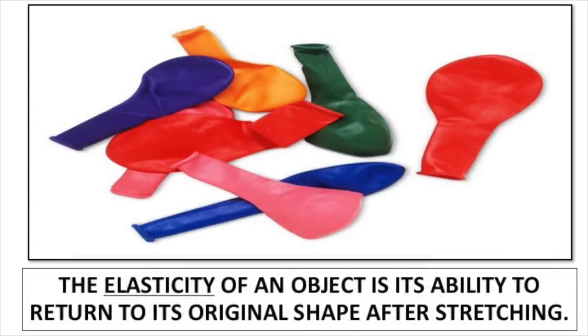The elasticity of an object is its ability to return to its original shape after stretching. Yes, elasticity means it can move and change shape, but then return. And a balloon is a good example.